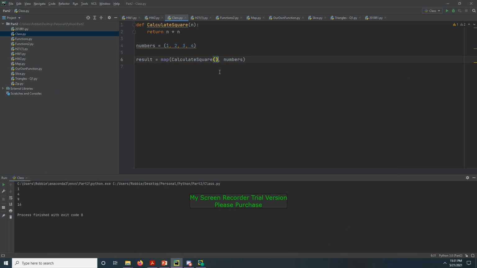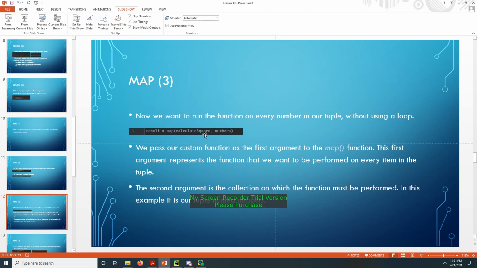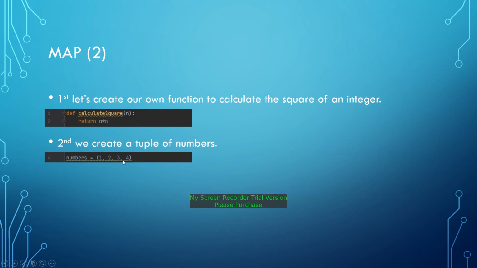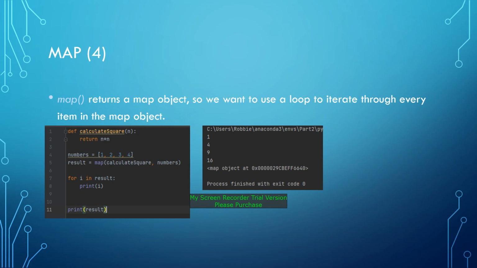Okay. So we can take this out because we want to do calculate square. Okay, so what that means is on every number in our tuple, we will perform this function. Okay, so we pass our custom function as the first argument to the map function. So this represents the function we want performed on every item in the tuple. And the second argument is our collection. So our tuple, numbers, is our collection. In this example, it is this tuple we just created with the numbers 1, 2, 3, and 4. Okay, so map returns a map object.